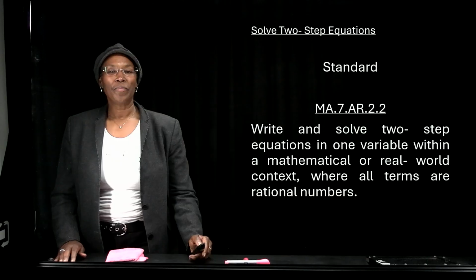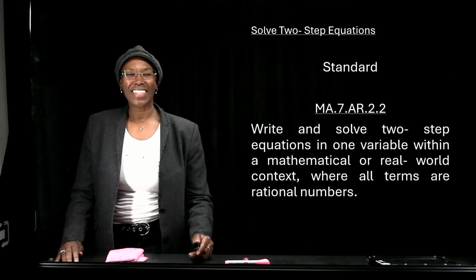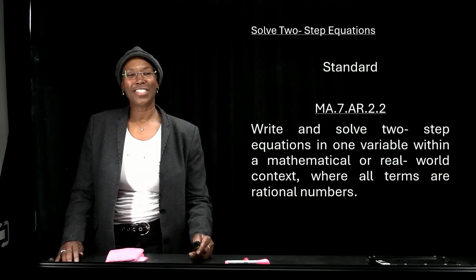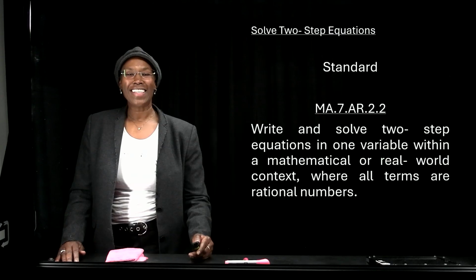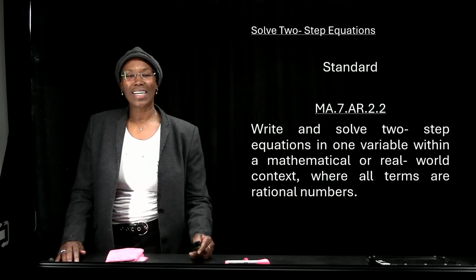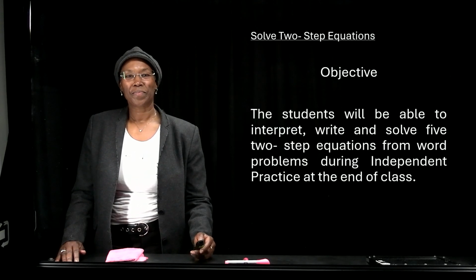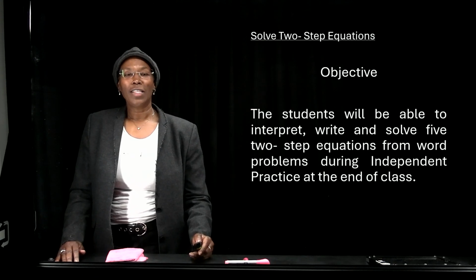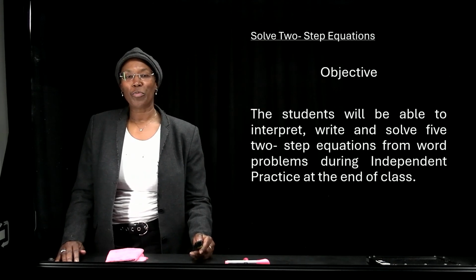Our standard is MA.7.AR.2.2. Write and solve two-step equations in one variable within a mathematical or real-world context where all terms are rational numbers. Our objective: the students will be able to interpret, write, and solve 5 two-step equations from word problems during independent practice at the end of class.